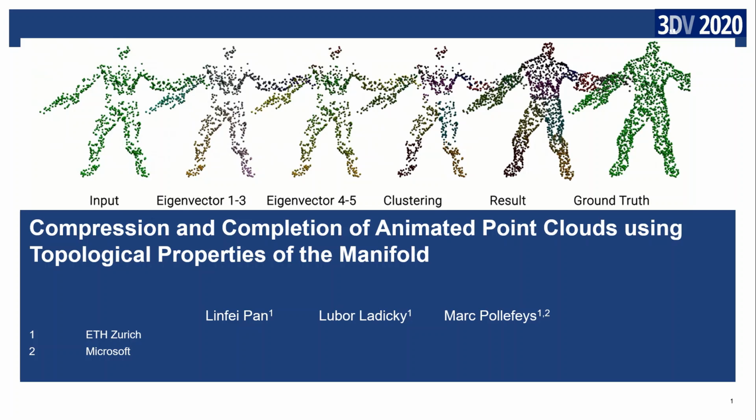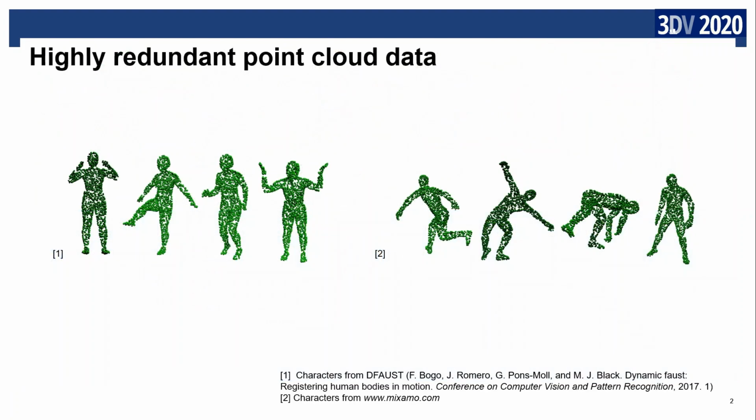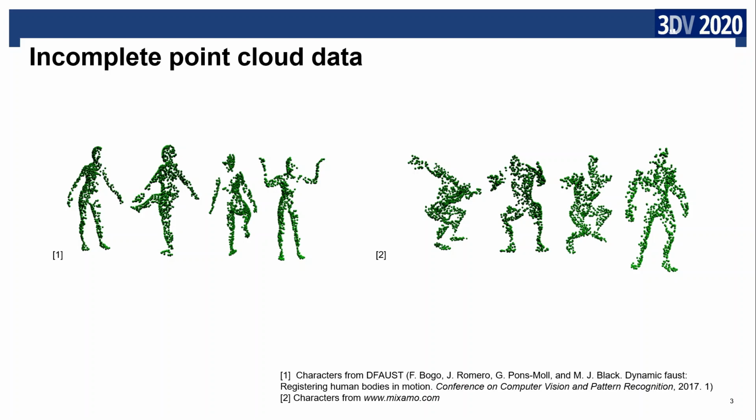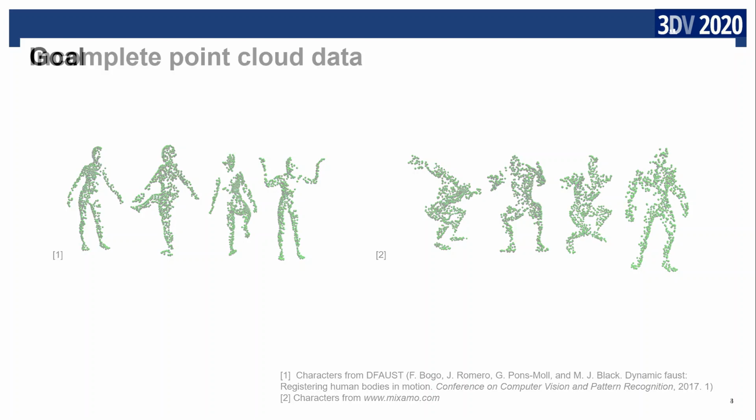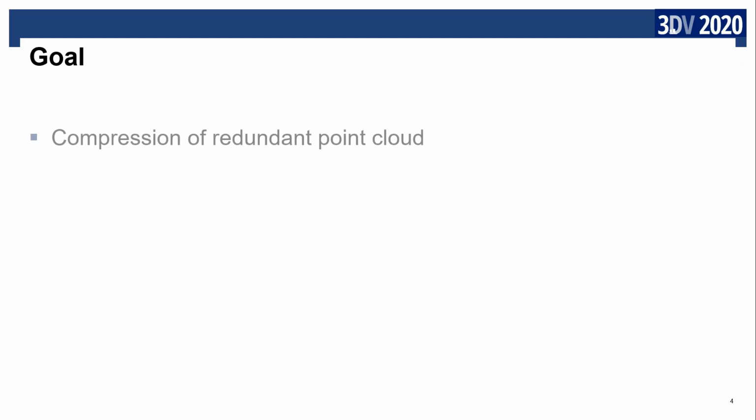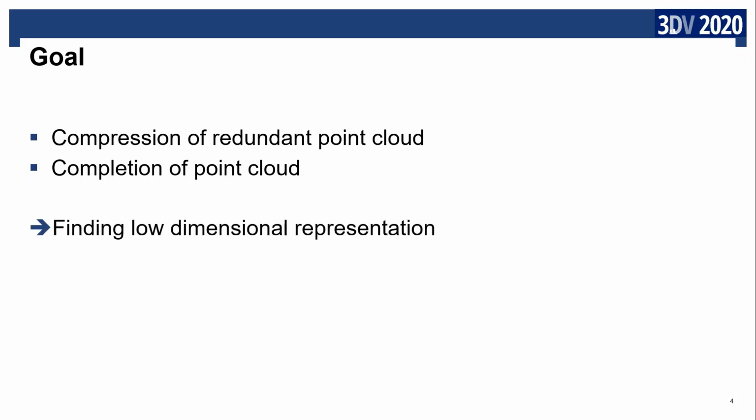With the emergence of consumer products with stereo and depth camera, a large amount of animated time-dependent point cloud data can be collected without much effort. Such data is on the one hand highly redundant and on the other hand incomplete, typically due to occlusion. So our goal is to develop algorithms that can do both data compression and completion. And the solution proposed in this work is to find suitable low-dimensional representations for them.